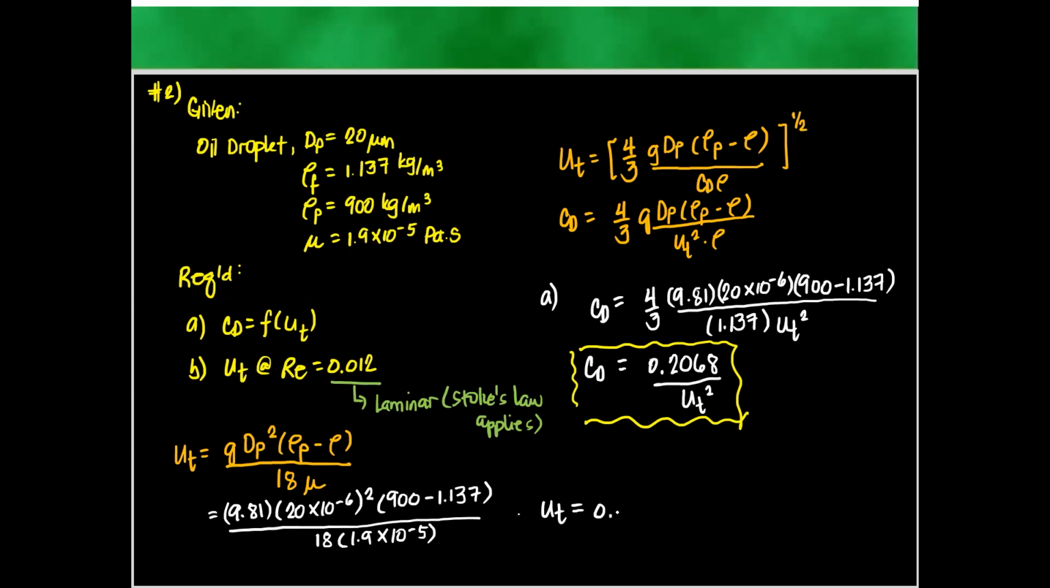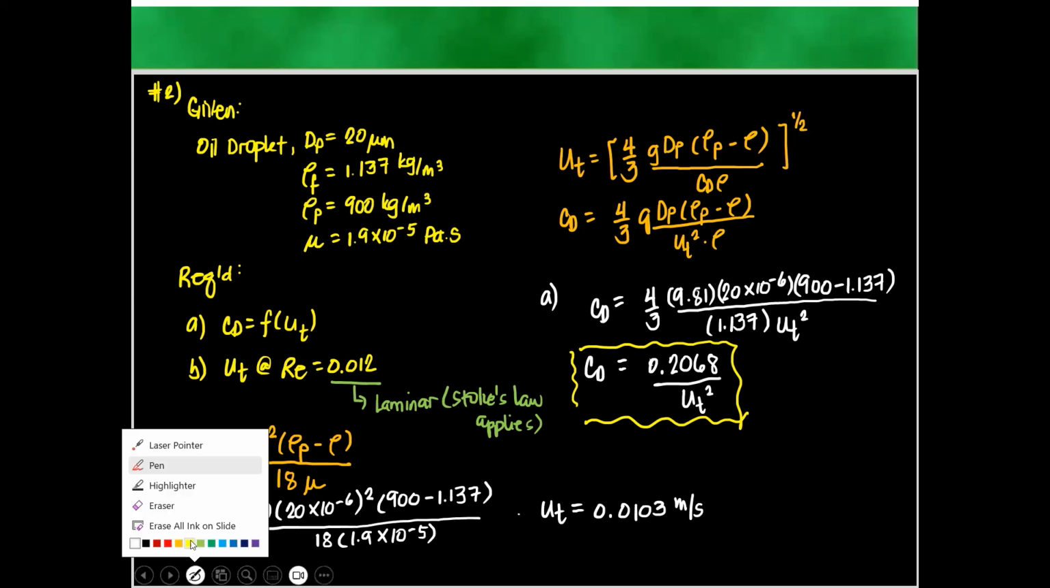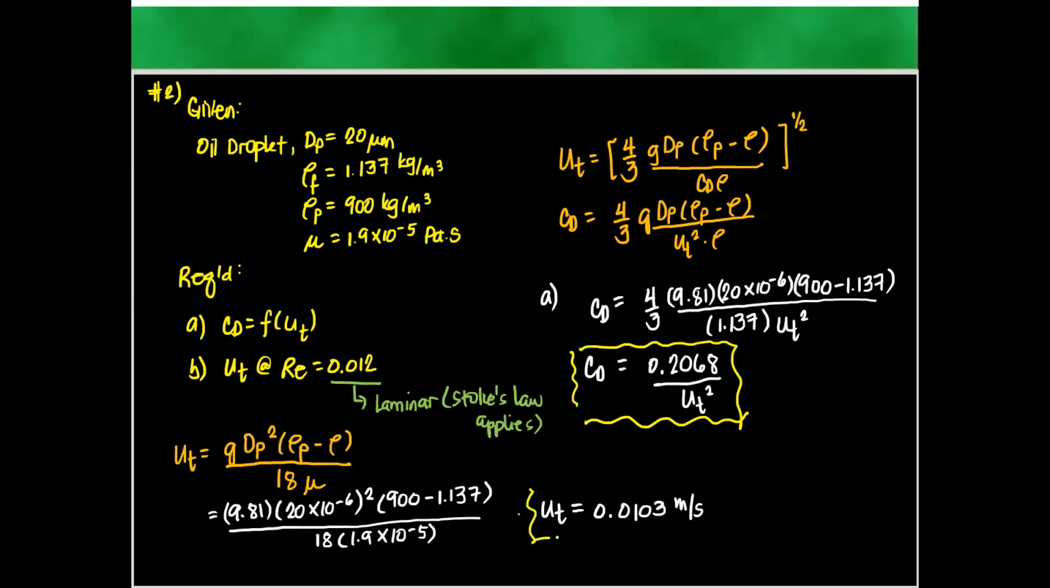So 0.0103 meters per second. So this is your letter B. This is your letter A. So I hope it's quite clear in solving for this one. This is actually one of the easiest topics. It's very straightforward.